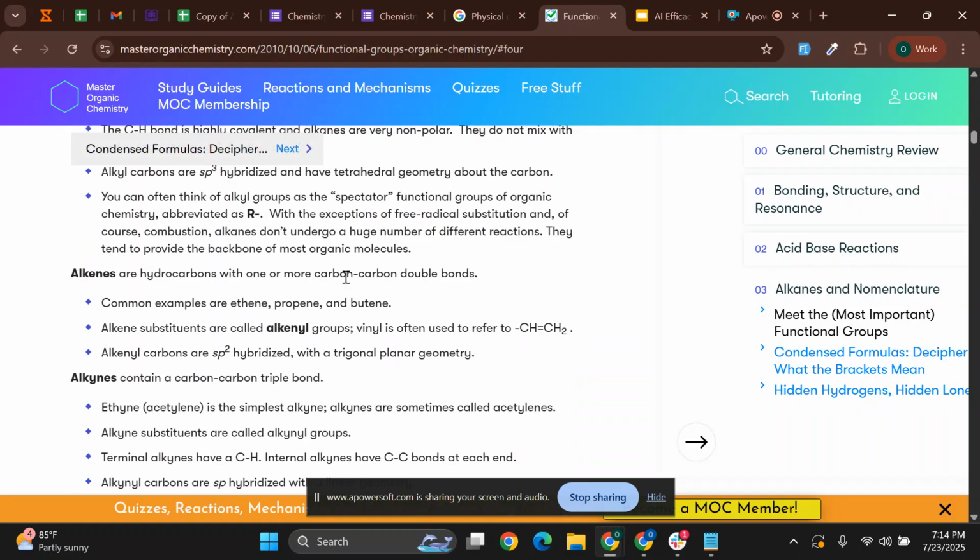Alkenes are hydrocarbons with one or more carbon-carbon double bonds. Common examples are ethene, propene, and butene. Alkene substituents are called alkenyl groups. Vinyl is often used to refer to CH=CH2. Alkene carbons are sp2 hybridized with a trigonal planar geometry.